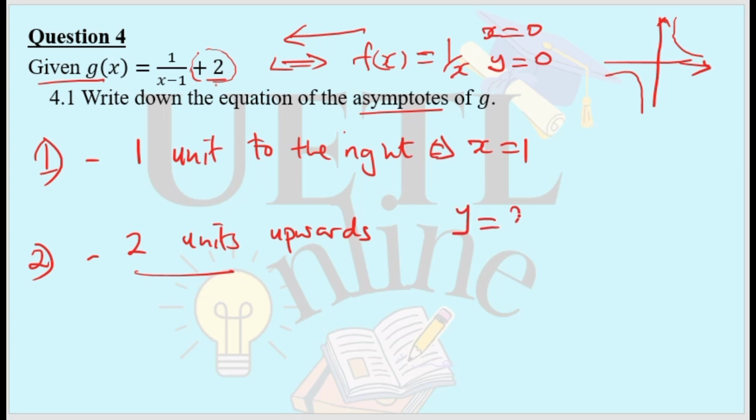So this means that we have our two asymptotes for the new graph, which are x equals 1 and y equals 2. So now you can see that the equations of the asymptotes of g are x equals 1 and y equals 2.